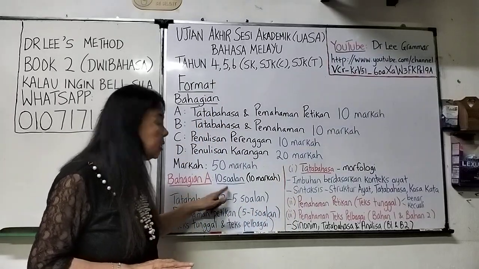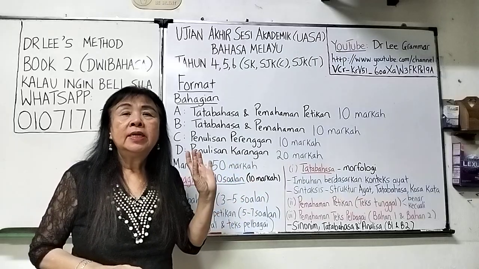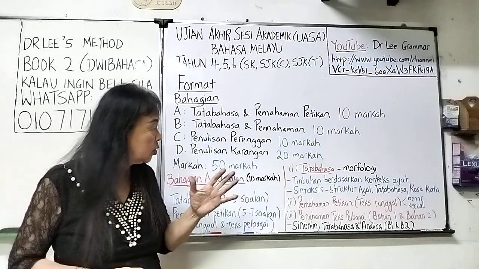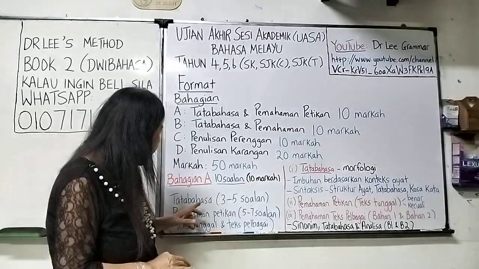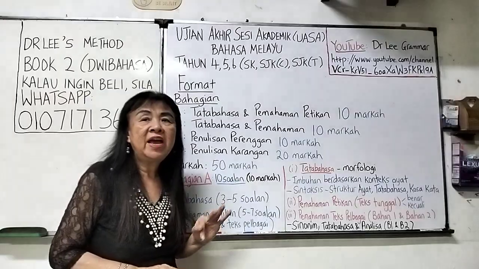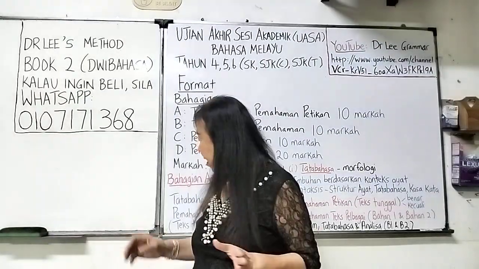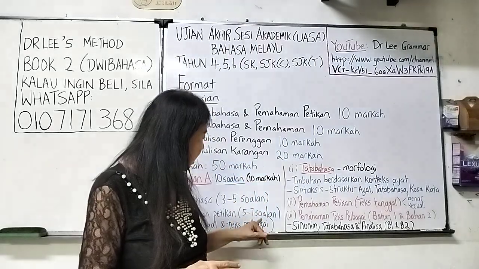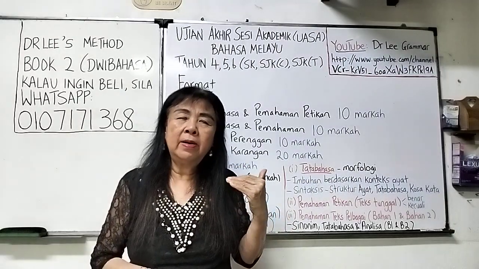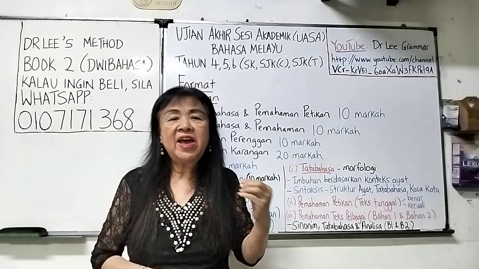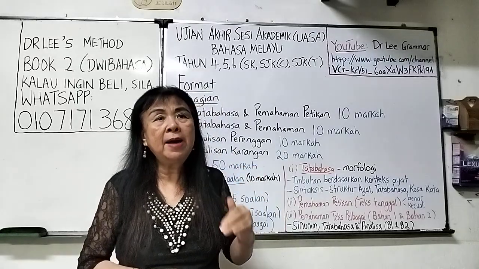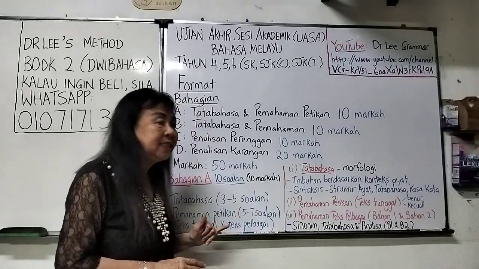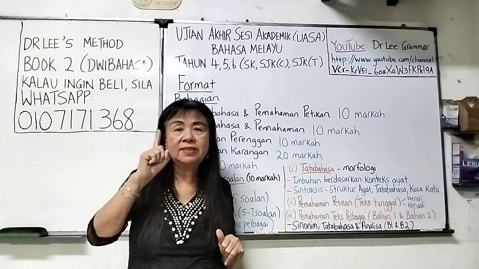As I mentioned earlier, 10 marks and 10 questions, objective MCQ, multiple choice questions, A, B, C, D. Tata bahasa, grammar, you will have around 3 to 5 questions. And for pemahaman petikan, which is comprehension of passages, you will get between 5 and 7 questions. For the pemahaman petikan, we have 2 types. One is teks tunggal. Teks tunggal means a single passage.